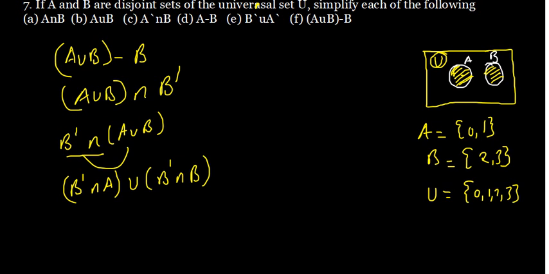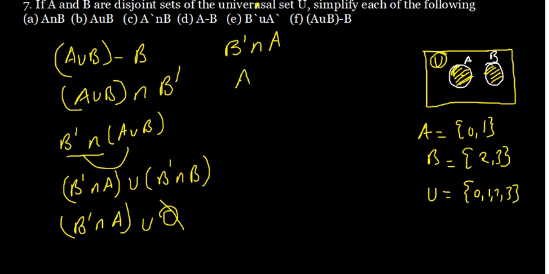So B complement intersection A, and then union B complement intersection B, we know that that's an empty set, right? And then any set union an empty set is that same set, so it is B complement intersect A. Now also show that B complement is A. If an element is not in B, for such a set, then it's going to be in A intersection A. So we see that it's going to give us A.